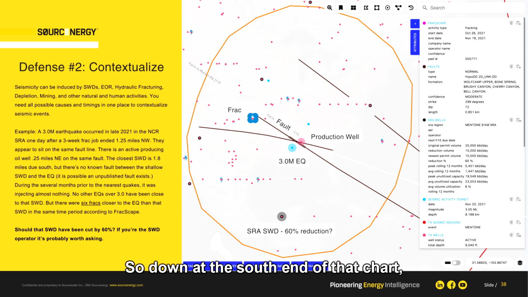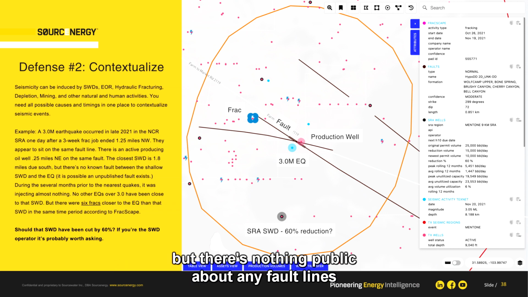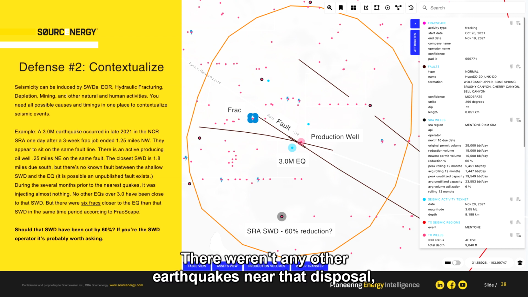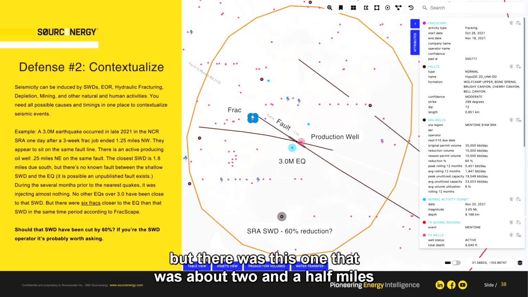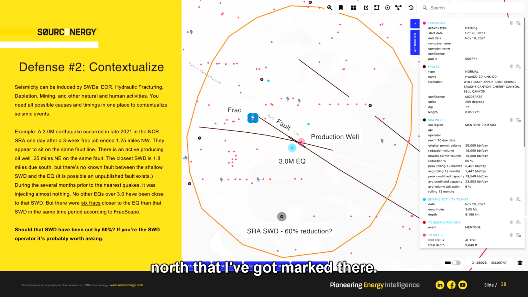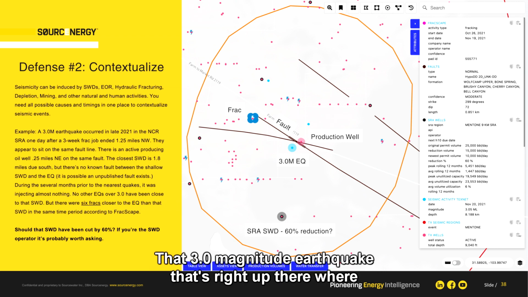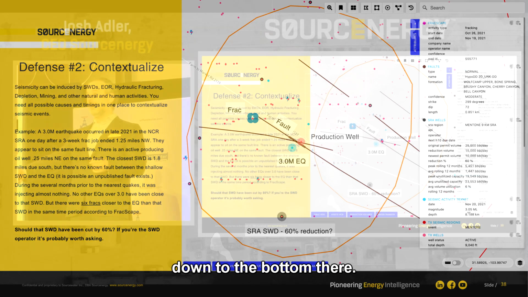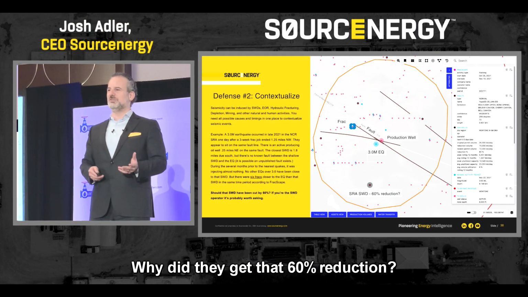So down at the south end of that chart, you've got an SWD that got a 60% reduction in capacity off of the SRA. Now, there's no fault lines that we know of that are right near. That doesn't mean there aren't any, but there's nothing public about any fault lines near that disposal. There weren't any other earthquakes near that disposal, but there was this one that was about 2.5 miles north that I've got marked there, that 3.0 magnitude earthquake that's right up there where those two fault lines crisscross. But there's no clear connection from that to that disposal down at the bottom there. Why did they get that 60% reduction?